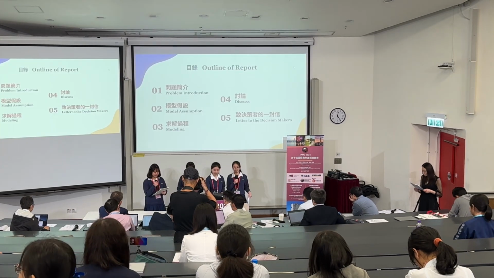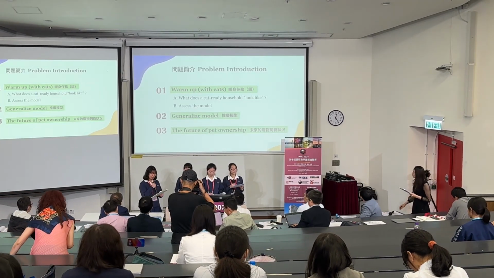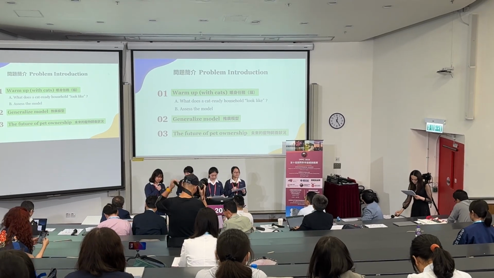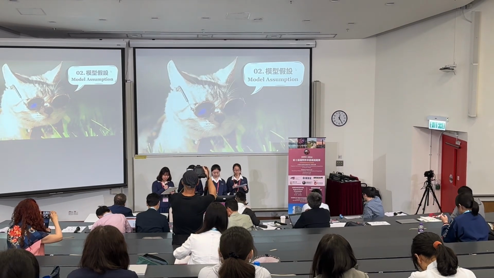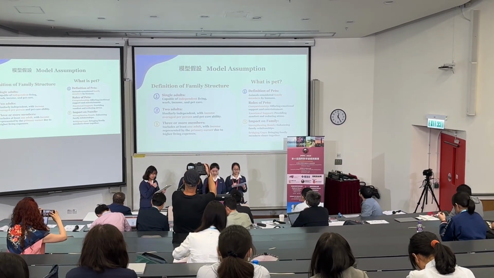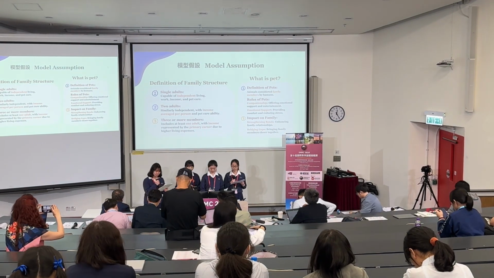Our report consists of 5 main sections. First, grown-up tests with cats. Second, generalized models. Third, the future of pet ownership. We categorize family structures into 3 types: individual living alone, couples, and family with 3 or more members.